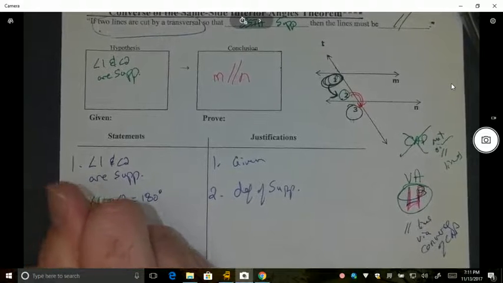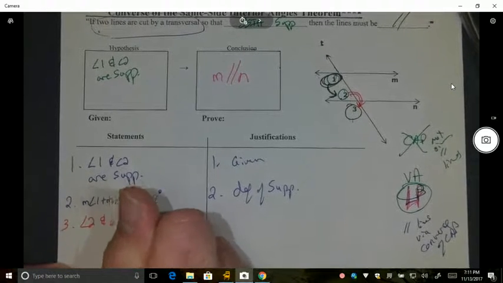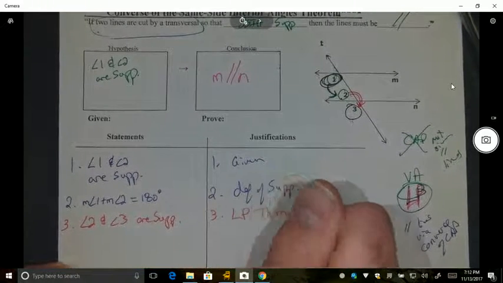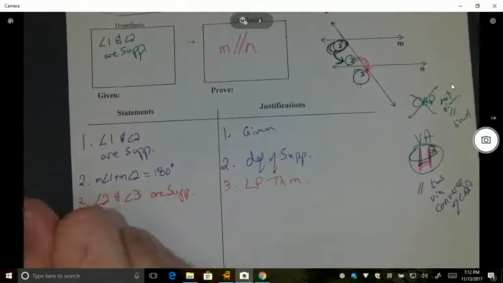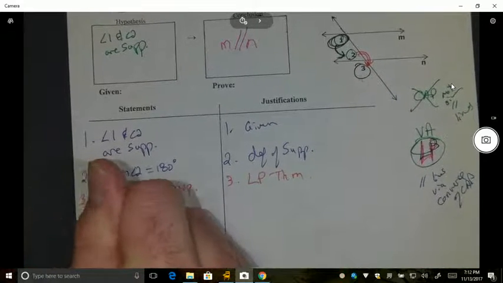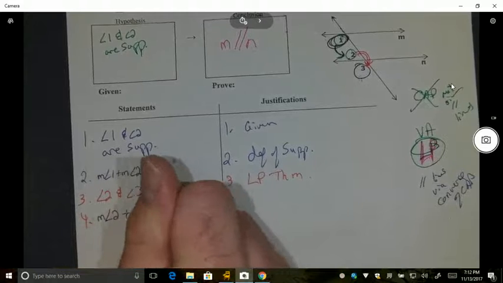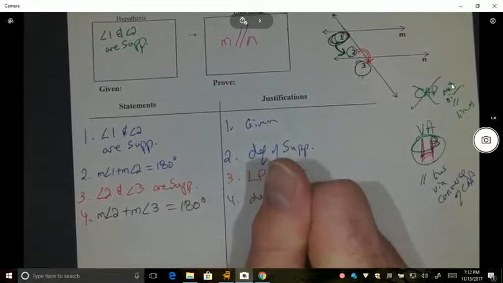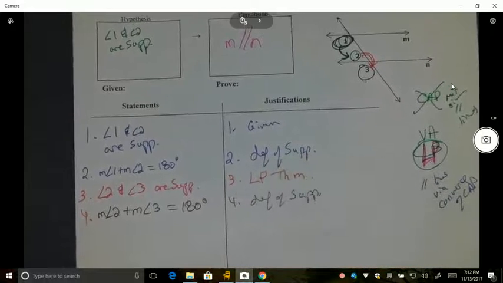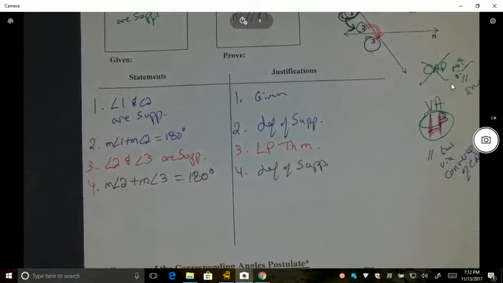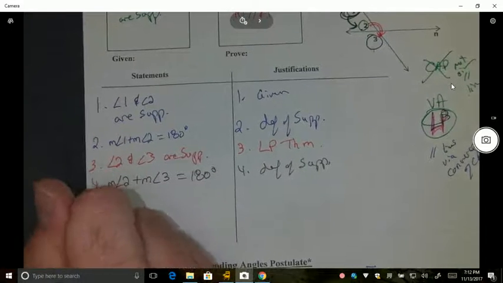So angle 2 and angle 3 are supplementary because of the linear pair theorem. Because they're supplementary, the measure of angle 2 plus the measure of angle 3 will add to 180 degrees. This is by the definition of supplementary again. Well, now I have a system of equations, both of which equal 180 degrees, just like we did when we were doing vertical angles, the proof of the vertical angles theorem.